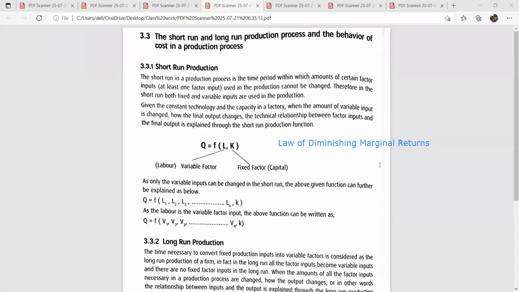It says here down, Q equals F, the quantity of output depends upon the variable factors V1, V2, V3, and Vn, a number of variable factors, but only one capital, right? So this is how we realize the short-run production function.